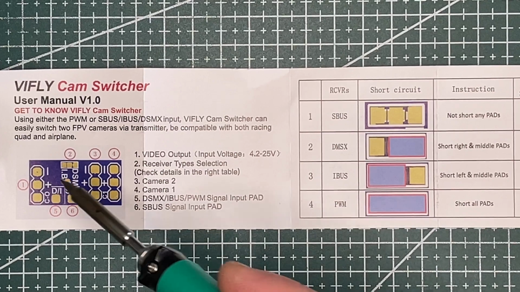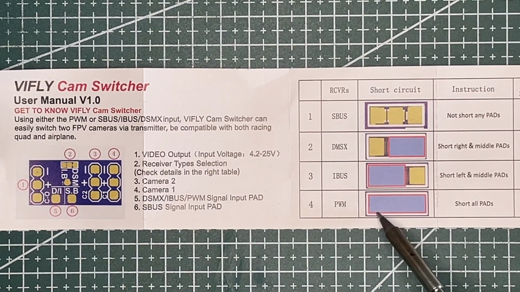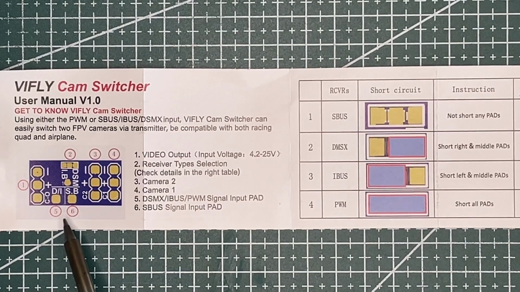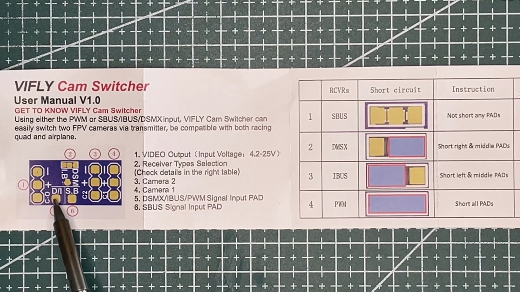On the board, we will short circuit all three pads as per PWM signal documentation, and we will be using pad number 5 for controlling the board with PWM signal.